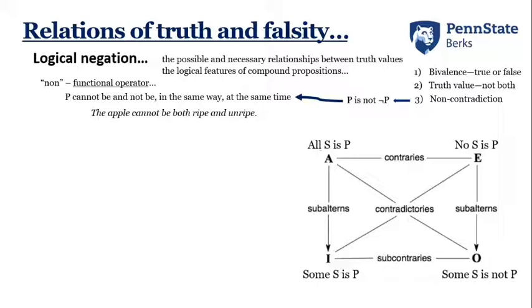So the S is the subject and the P is the predicate. So we can say all apples are ripe. That would be an A proposition. Now, let's look and see how this non-contradiction principle fits into this.